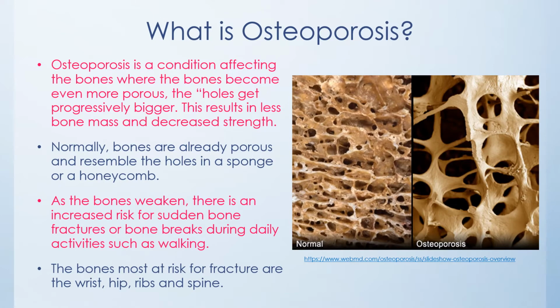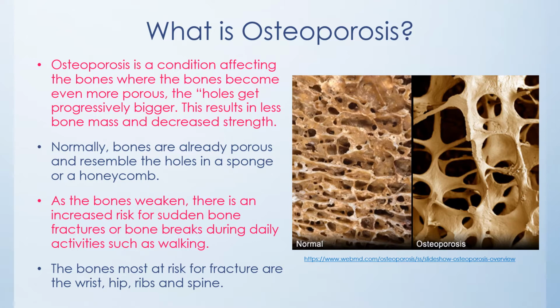So let's take a look at what osteoporosis really means. It's a condition that affects your bones, where the bones become even more porous than normal. The holes that are already in your bones, they get progressively bigger. That's going to result in a loss of bone mass and decreased strength. Normally, your bones are already porous, and they resemble something similar to the holes in a sponge or a honeycomb. And if you look at the picture here, the normal bone has some holes in it, but they're definitely a lot smaller than the bones of someone who has osteoporosis.